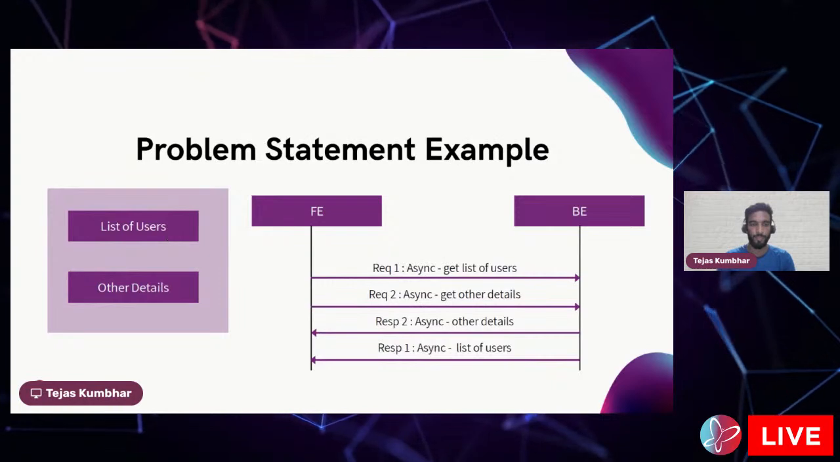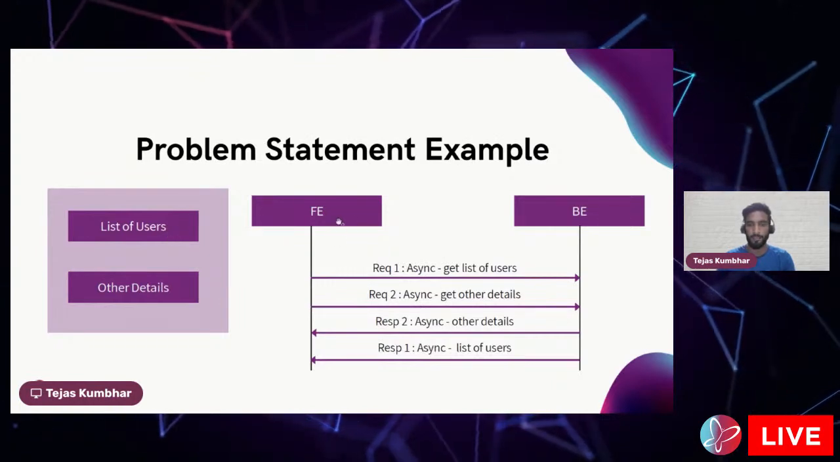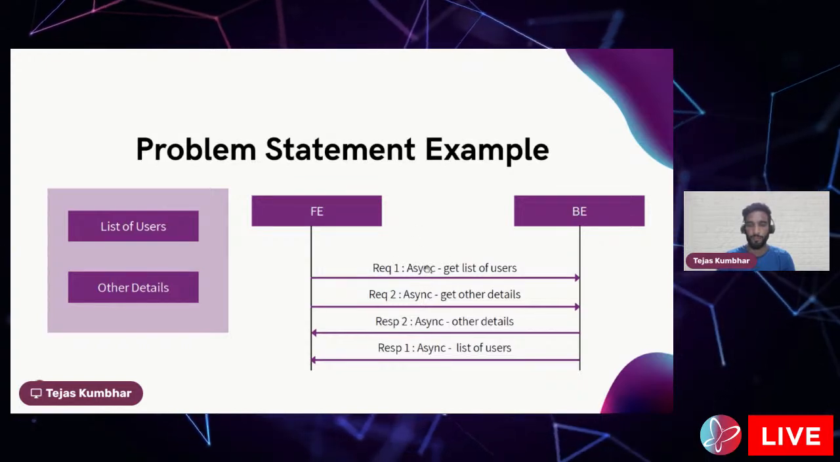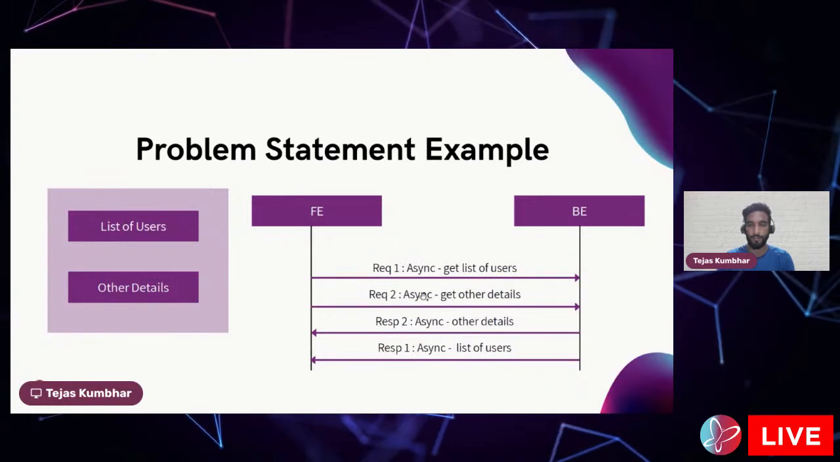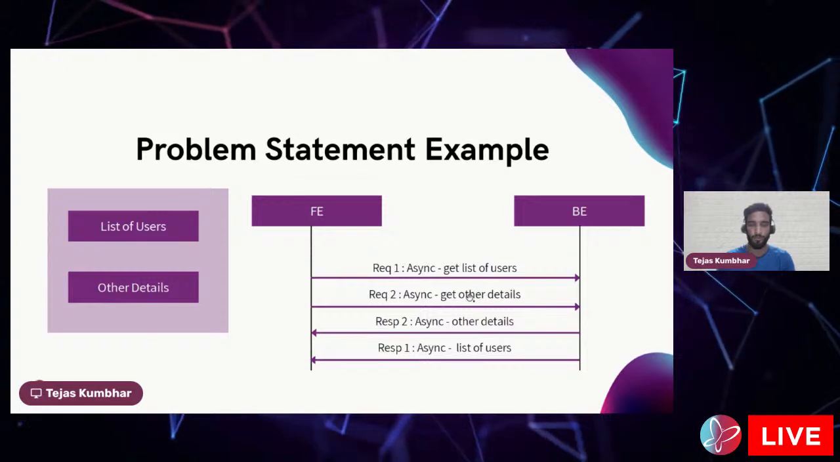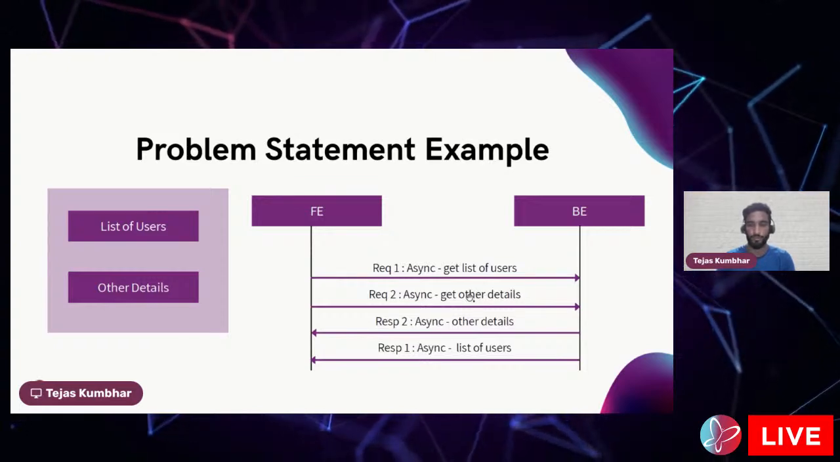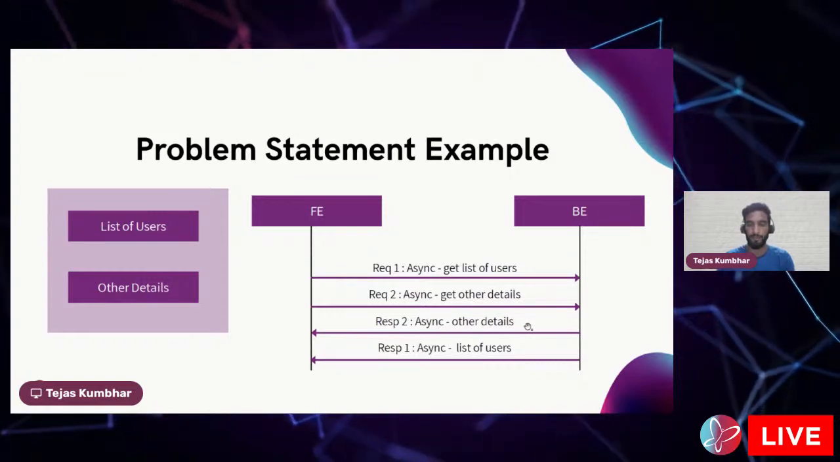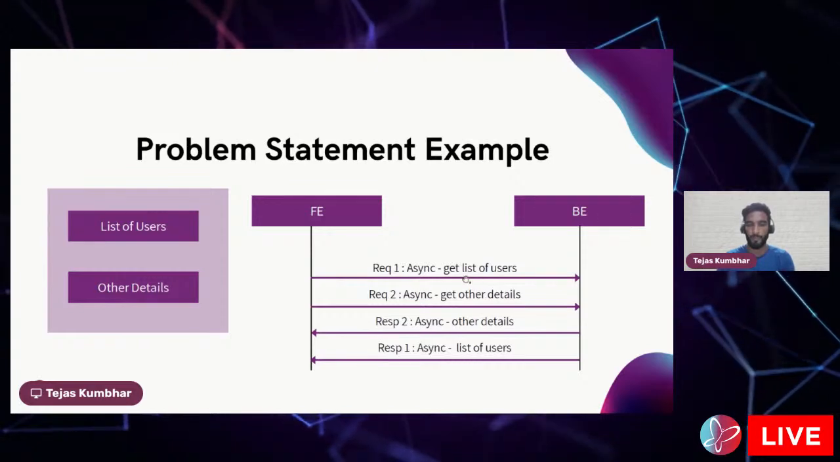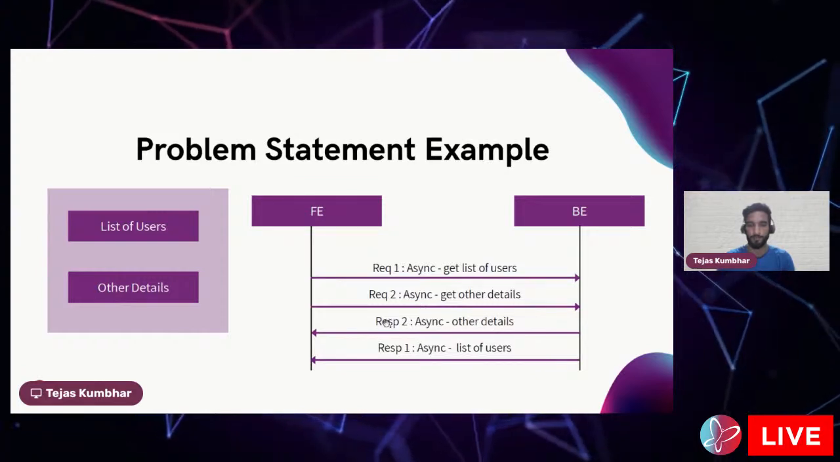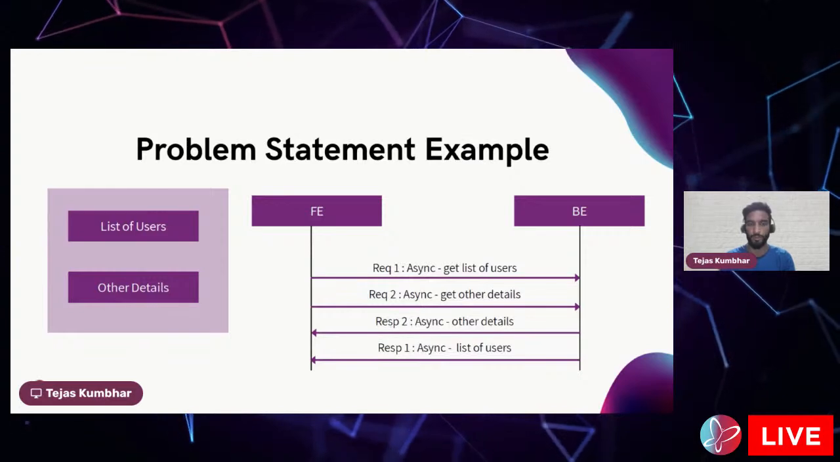So for this purpose, you can have an asynchronous call. Like there is a front end and over here is the back end. So there will be one asynchronous request to get the list of users and a second asynchronous request to get the other details. Each request doesn't need to wait for the other request to be completed as it is an asynchronous call. Whichever request gets processed earlier in the backend will be returned as a response to the front end. Suppose the first request took much more time than the second request, so the second request was responded to earlier than the first one. This is how the asynchronous call works.